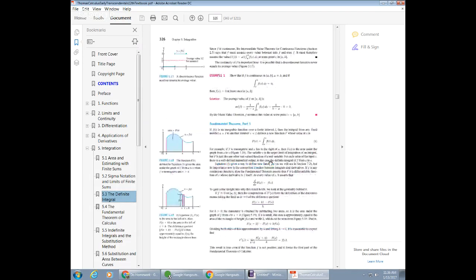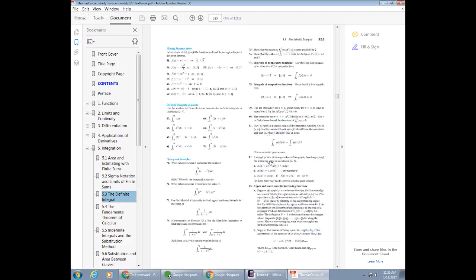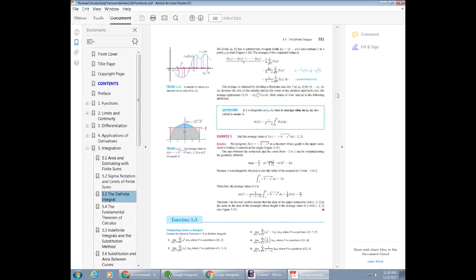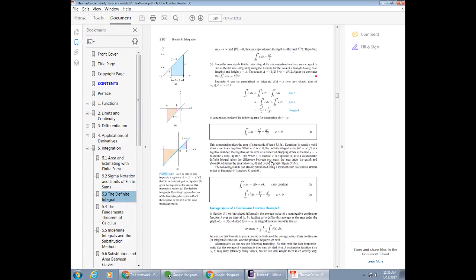Oops, am I going the wrong way? I am. Okay, there. So here's formula 3 right here, and let's zoom in on that a little more. Oops, no, that's fine. Where's zoom down here?